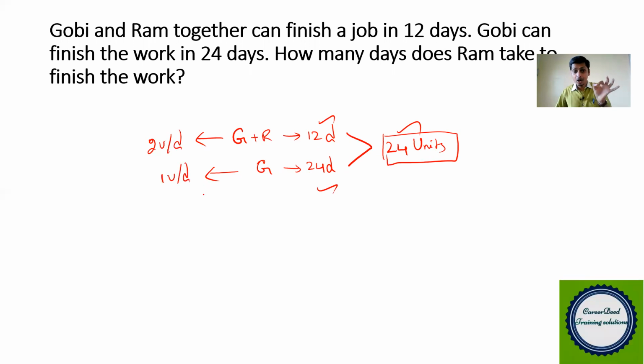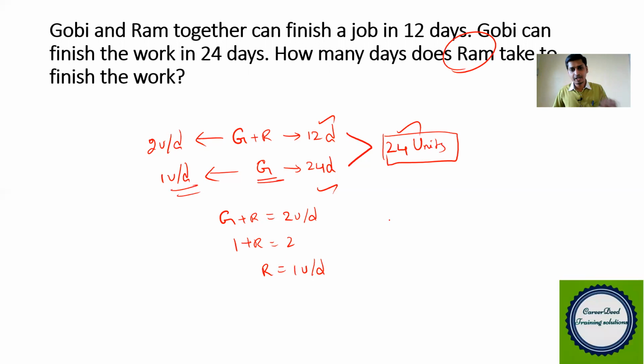Now they are asking in how many days Ram alone can complete the whole job. Now Gobi and Ram, both of them can complete 2 units in one day. This is their together efficiency. Out of that, Gobi alone can complete 1 unit in one day, right? So with this, you can easily find the efficiency of Ram. So efficiency of Ram is 2 minus 1, 1 unit per day. So Ram's efficiency is 1 unit per day.